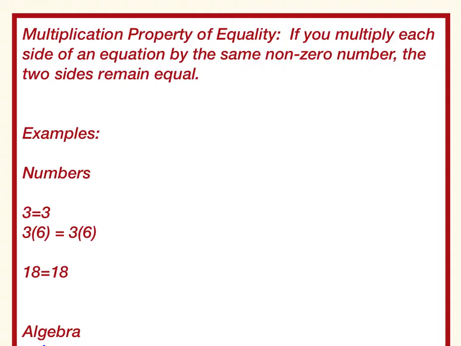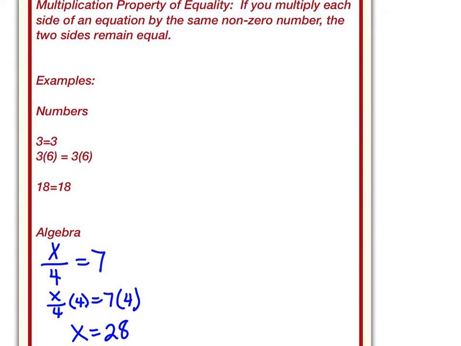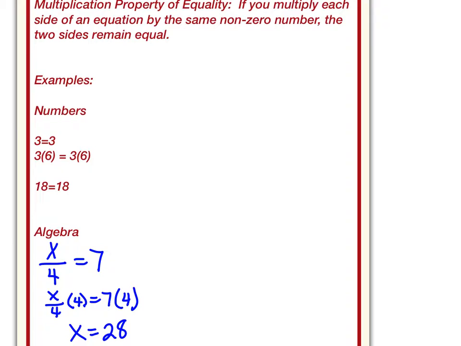Okay, the multiplication property of equality. If you multiply each side of an equation by the same non-zero number, the two sides remain equal. That's called the multiplication property of equality. That just means that if you multiply the same number on both sides of an equation, you get the same answer. So here's some examples.